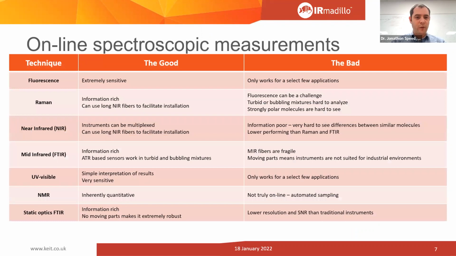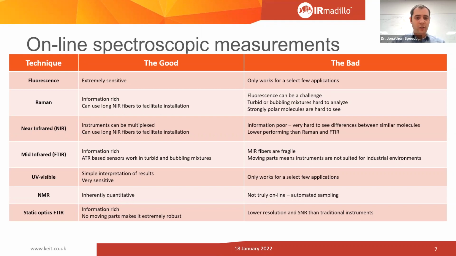Here is a table of different types of spectroscopy. So we've got fluorescence as the top row. This is incredibly sensitive. Fluorescence typically uses ultraviolet and visible light, but it's very niche. It only works for a few select applications. So if you have an application where fluorescence works, it's very powerful. But there are many applications where it doesn't work. So it's either going to work or it doesn't. And unfortunately, most of the time, it's not useful.